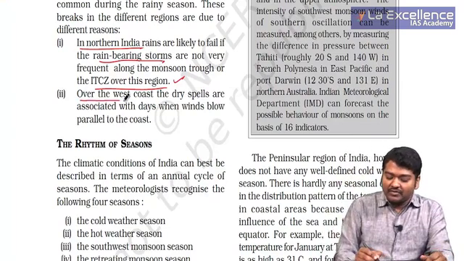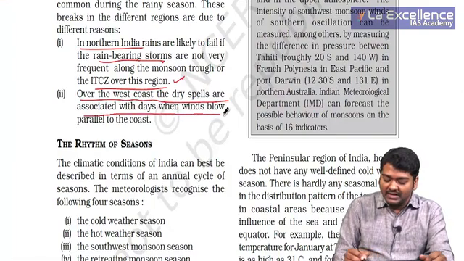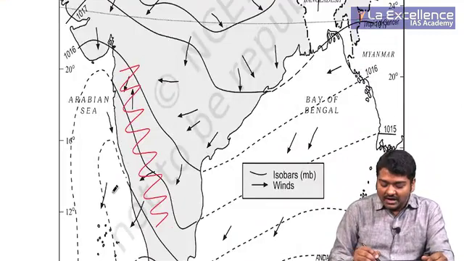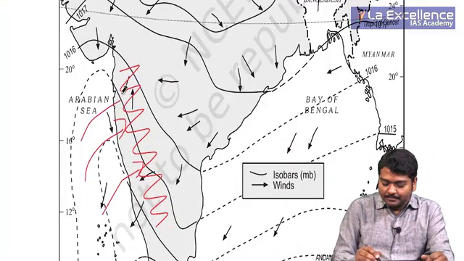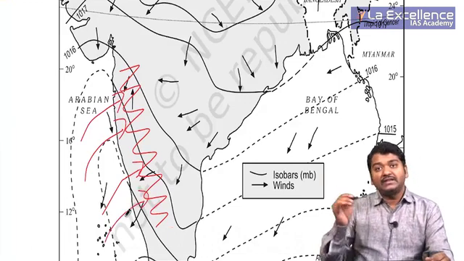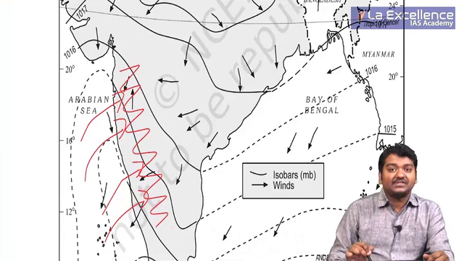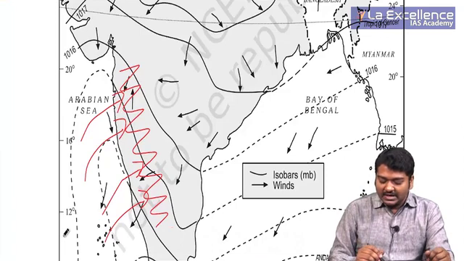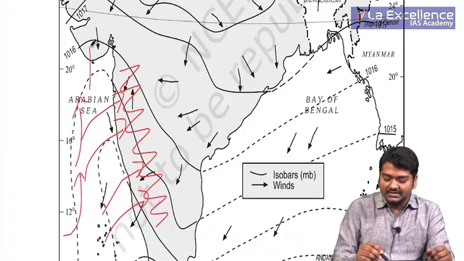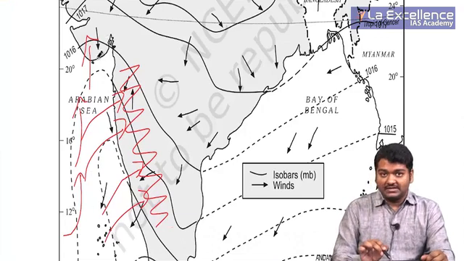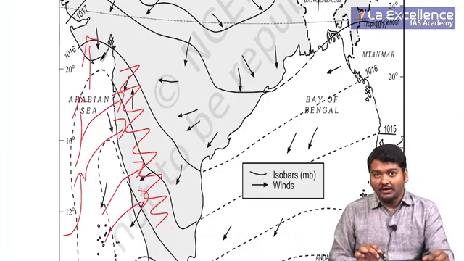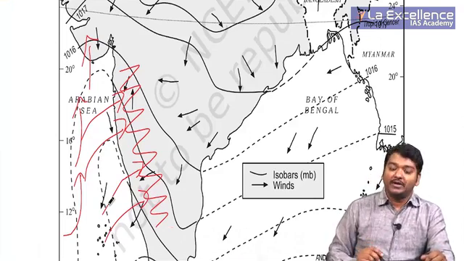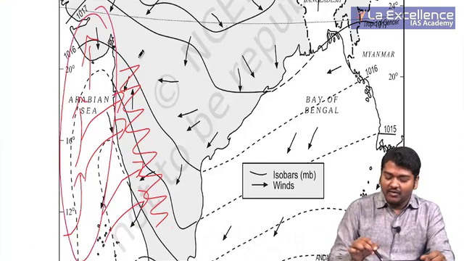Second important thing, over the west coast, the dry spells are associated with the days when winds blow parallel to the coast. When we take the Western Ghats, winds are blowing like this. Whenever winds blow like this, they rise above the mountains and give rainfall on the western side. Eastern side will receive less rainfall, this we know. But when some winds start blowing like this, moisture-laden winds, rather than moving perpendicular to the Western Ghats, start moving northwards. This northward movement will give less rainfall on the Western Ghats.